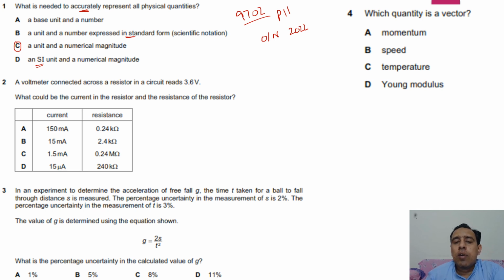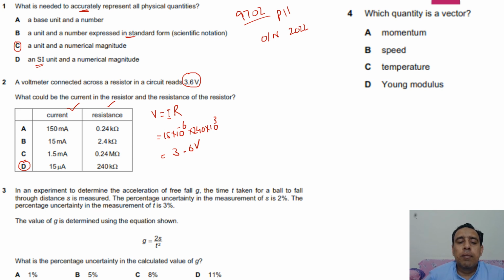Here, a voltmeter is connected across a resistor and the voltmeter reading is 3.6. What could be the current in the resistor and the resistance of the resistor? So the current and the resistance are given here. So V is equal to IR. We just multiply current and resistance. If the answer is 3.6, that is the correct one. So in question number 2, the correct option is D. If we put the values here, D is 15 micro, 10 to the power minus 6 ampere, multiplied with 240 kilo, which means 10 to the power 3. So multiplying these, the answer is 3.6 volt.